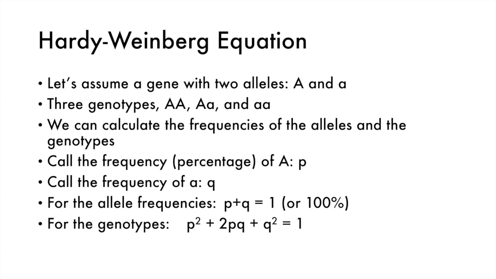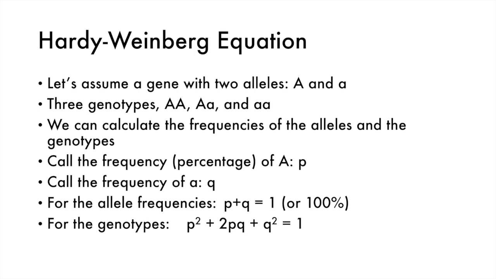And then for the genotypes, we can say that p squared plus 2pq plus q squared equals 1. That is, big A big A, homozygous dominant, is the p squared term, and little a little a, that's the q squared term. And then remember, from a Punnett square, you end up with 2 boxes that are big A, little a. So that's why we have 2 times pq. And that's going to sum to 100%.